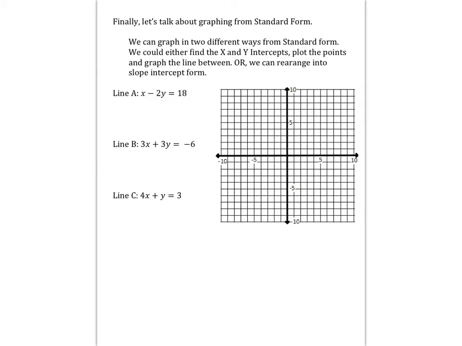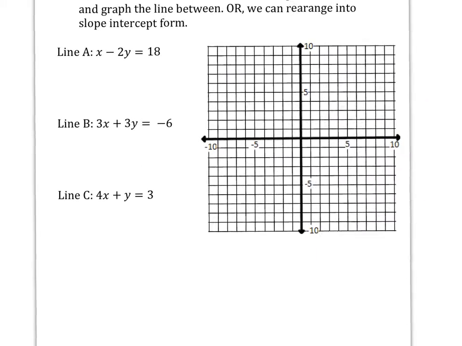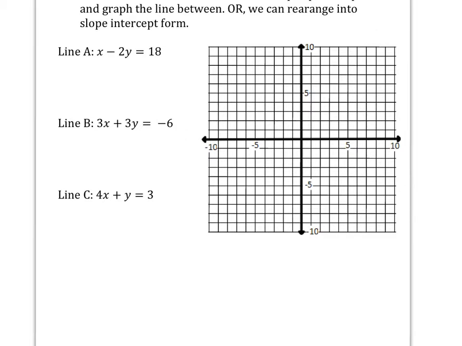So line A says x minus 2y equals 18. Let's practice for this example by rewriting this into slope-intercept form. And then we know how to easily graph in slope-intercept form. So this says x minus 2y equals 18. So I want to solve for y. And we've practiced this before, rewriting between forms.